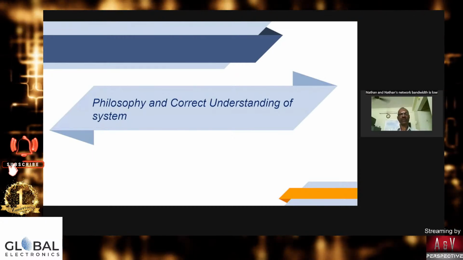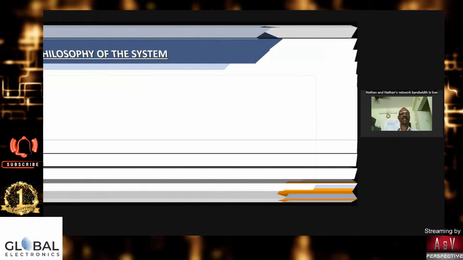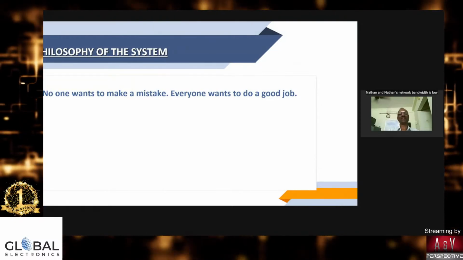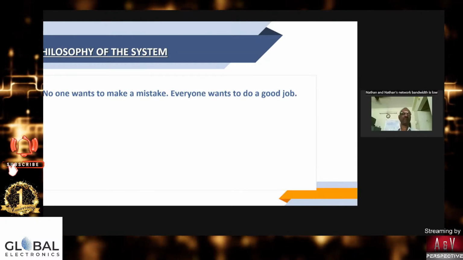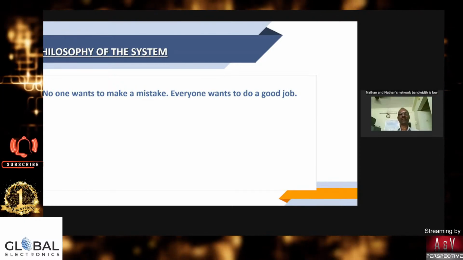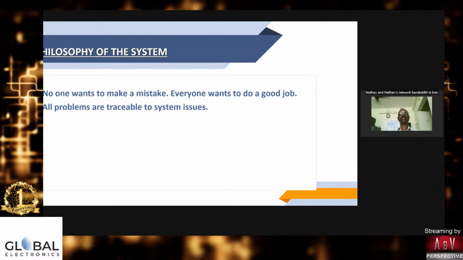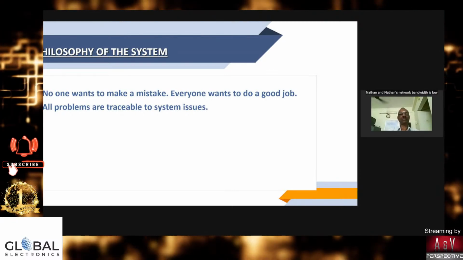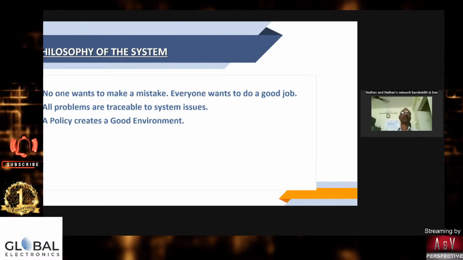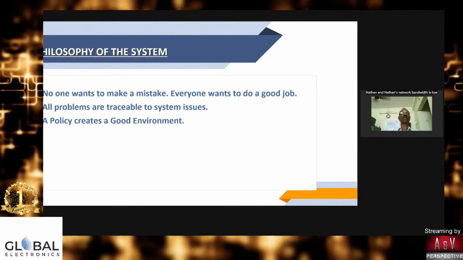Before going into the digital integrated quality systems, I would like to give a philosophy about the correct understanding of the system. As I said, system is the most respected word. System is the most disrespected word also in the world. Many times we blame an individual if a system is not complied with. We blame an individual who has not followed the system. But nobody in a company wants to make a mistake. Everybody wants to do a good job. But if you look at a problem, a deviation, an abnormality, any problem is traceable to a system. But the system has to come from a good environment. That is why most of the management system standards have kept the quality policy or environment policy at the apex level, because that demonstrates the commitment of the top management towards implementing a good system.